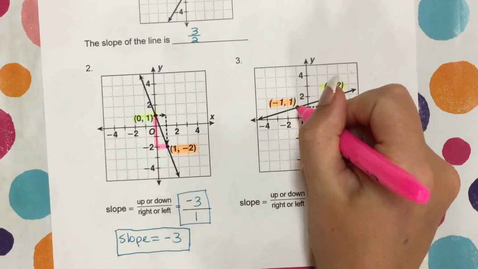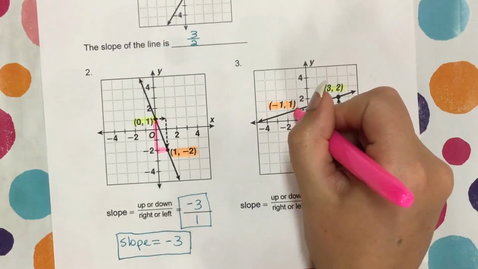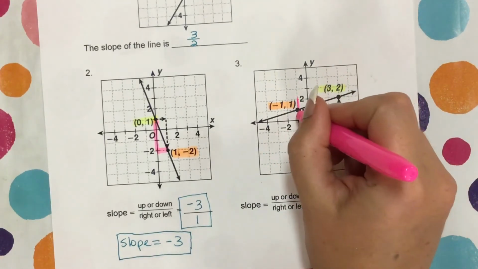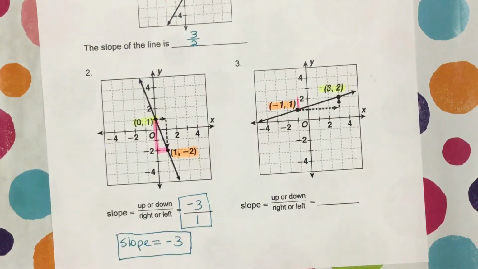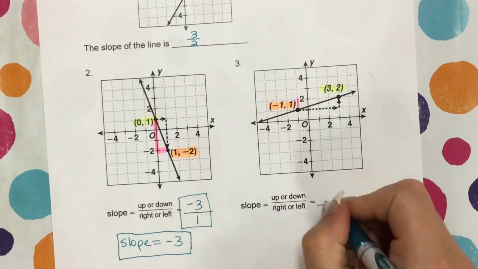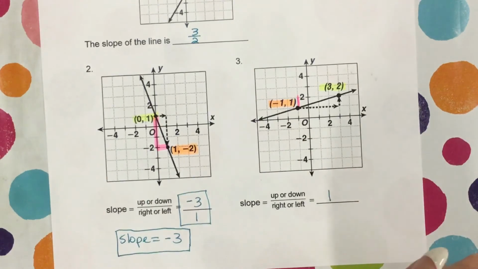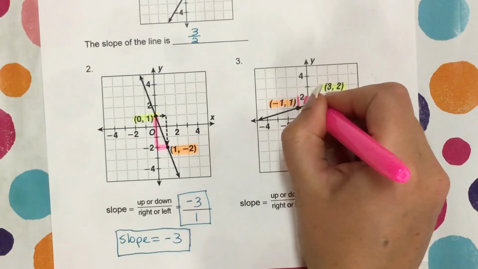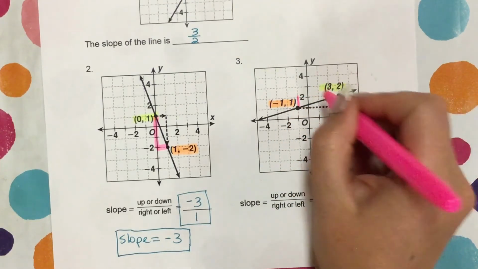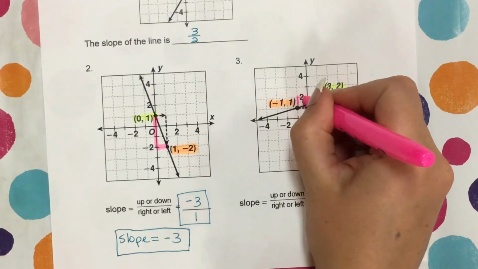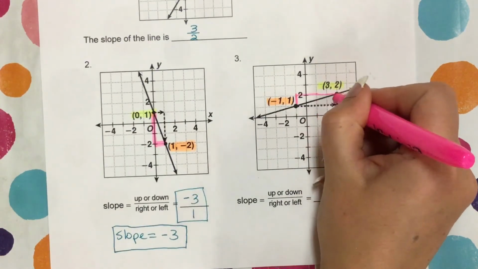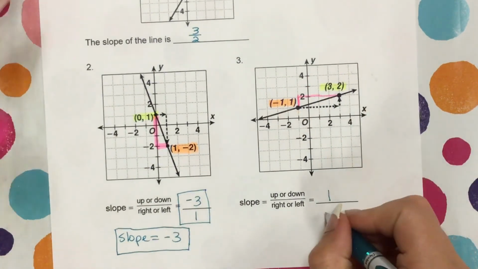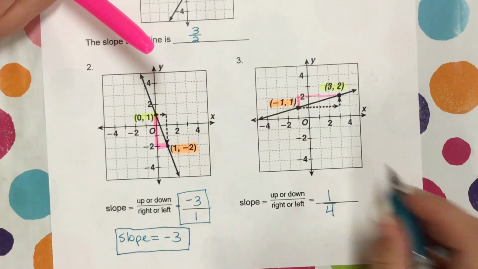So here, to get to this point, we're going to have to move up. We're going to have to move up 1 unit. And since we're moving up, it's positive. So the first part of our slope is going to be a +1. And then to get to this point, we're going to have to move to the right, which is also positive. We're going to have to move to the right 1, 2, 3, 4 units. And since we're moving to the right, it's positive. So our slope would be 1 over 4. Right there.